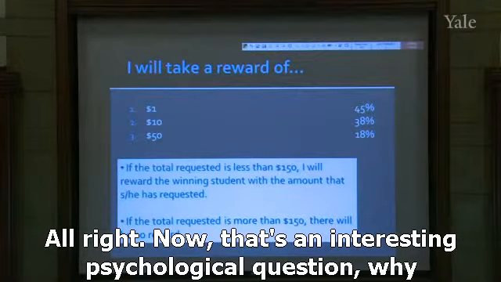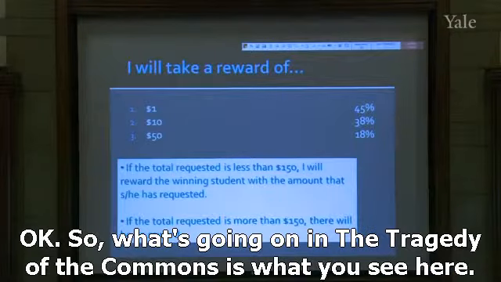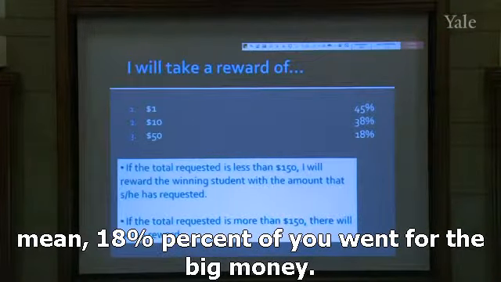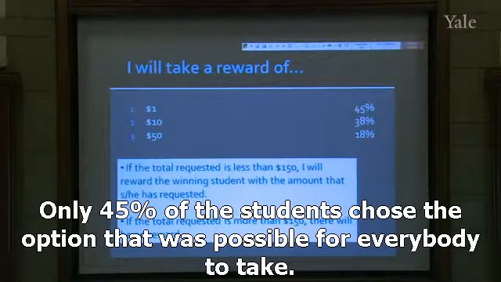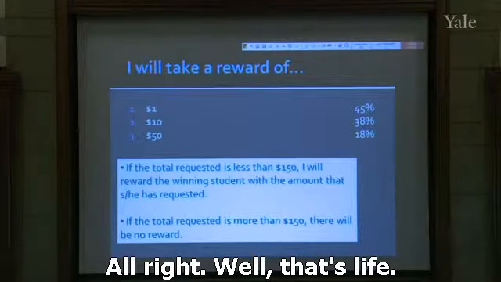Now, that's an interesting psychological question, why it's worse to have gotten nothing that way than the way that all the rest of you got nothing. So what's going on in the tragedy of the commons is what you see here. Each of you did what was individually rational. 18% of you went for the big money, but 38% of you went for $10. Only 45% of the students chose the option that was possible for everybody to take. You violated the categorical imperative. All right, well, that's life.